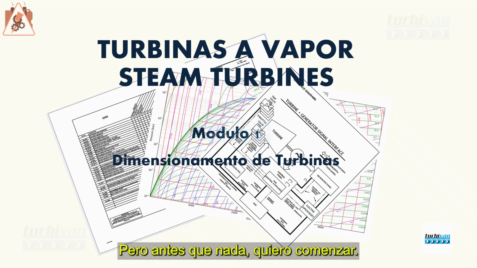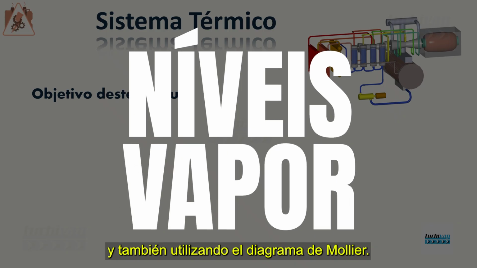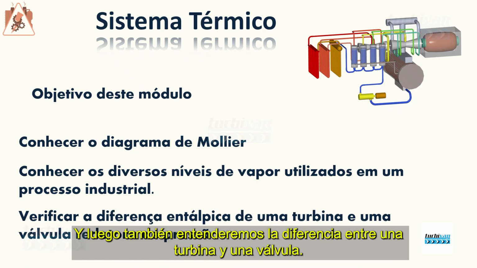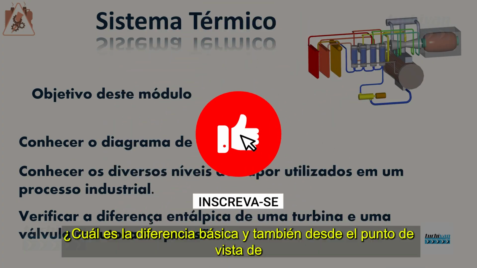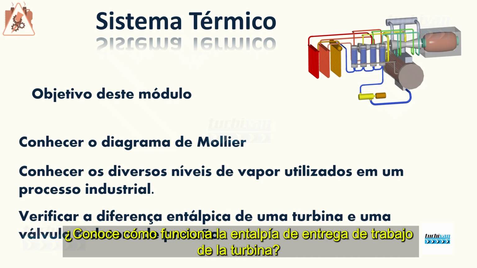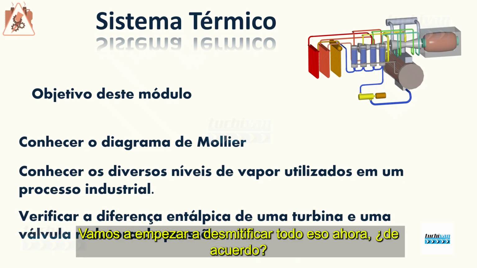But first of all, I want to begin talking about steam levels in an industrial plant, and also using the Mollier diagram. So we're going to use a Mollier diagram model to know the different levels of steam. And then we will also understand the difference between a turbine and a valve, a pressure reducer. What is the basic difference, and also from the point of view of how the enthalpy of turbine work delivery works. The valve does not deliver work, but still generates steam. We're going to start demystifying all of that now, okay?